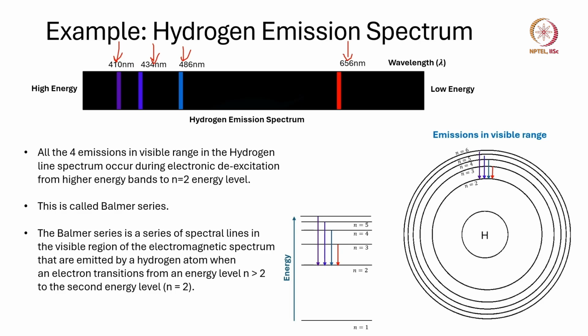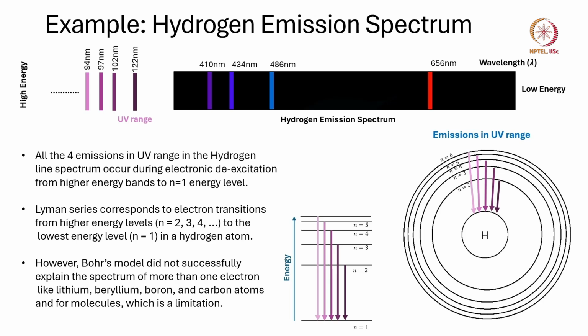And this type of transition, where the electrons relax or de-excite from higher levels to the n equal to 2 level, is called the Balmer series. As explained before, these four spectral lines in the hydrogen emission spectrum are only present in the visible range, and if electron transitions occur between energy levels with higher energy, then we obtain spectral lines in the UV range.